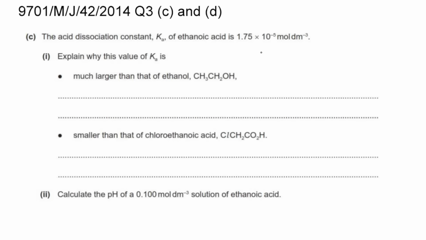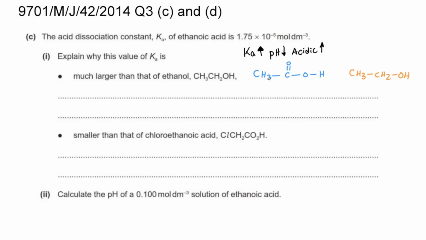Well, we know that the greater the acid dissociation constant, the lower the pH value, and therefore it is much more acidic. So this tells us that ethanoic acid is more acidic than ethanol. Now, why is that so? Well, first, let's draw out what they look like.